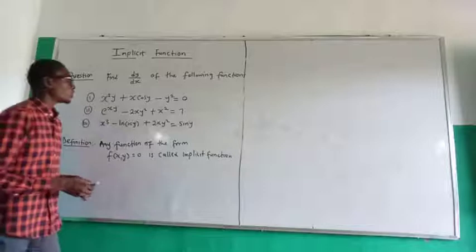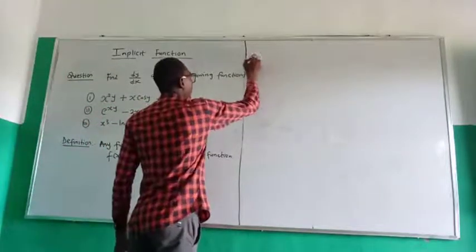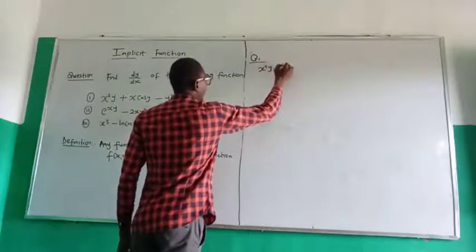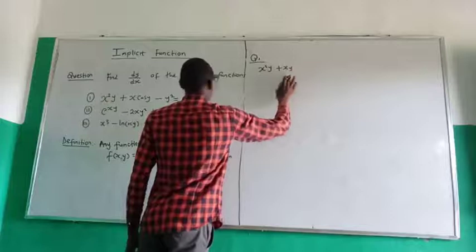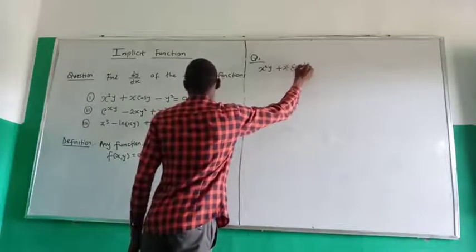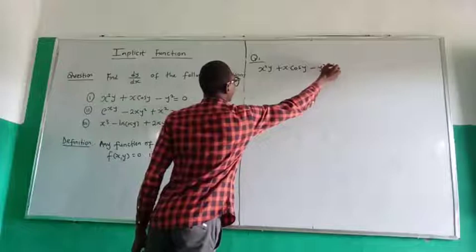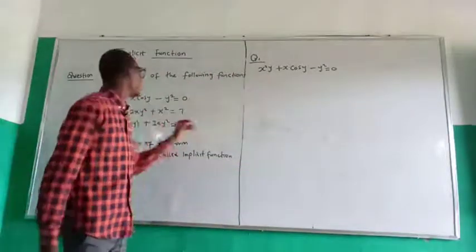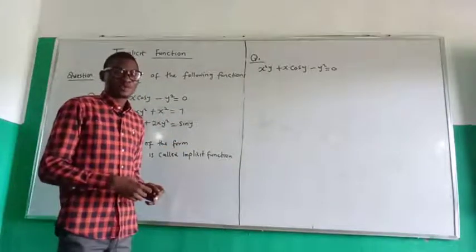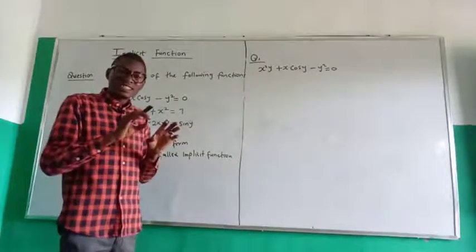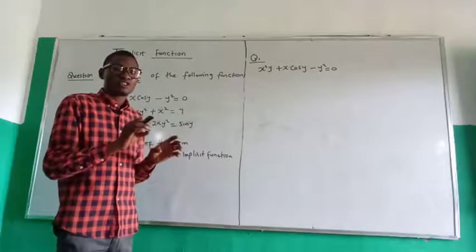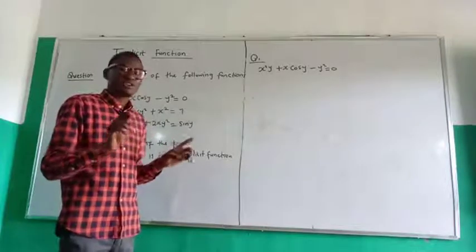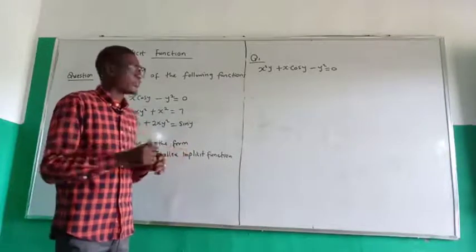Now let's look at the first question you have here. Question 1. You are given x squared y plus xy plus x cos y minus y squared is equal to 0. So you want to differentiate this function to get the dy/dx. Okay, how do you obtain this? This is very simple. I'm going to teach you this shortcut that will help you to solve this question in a space of 1 minute. Even lesser than that, okay?